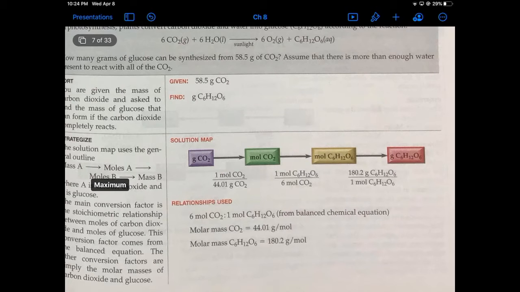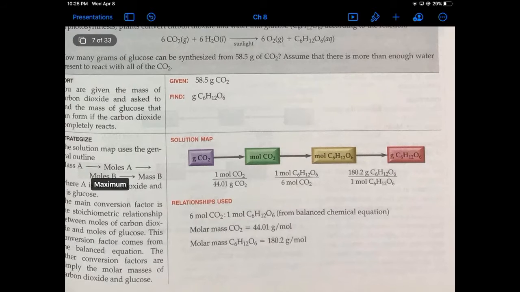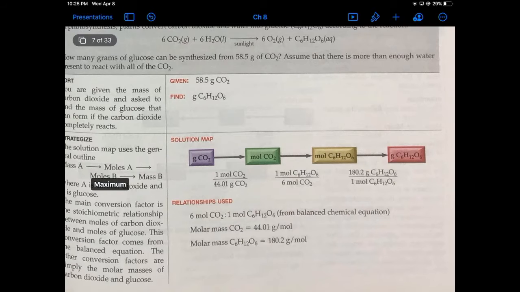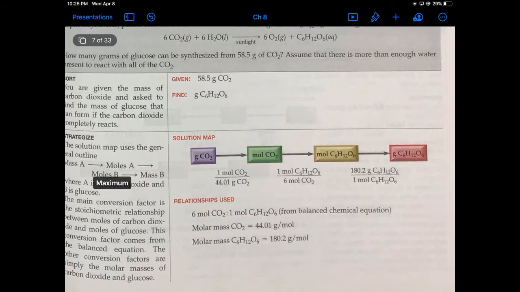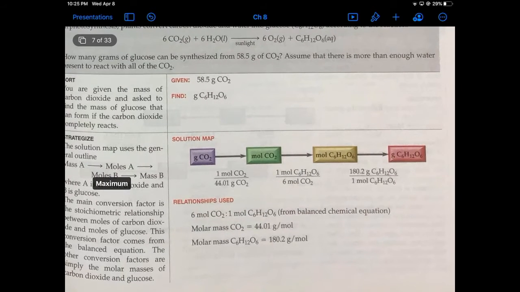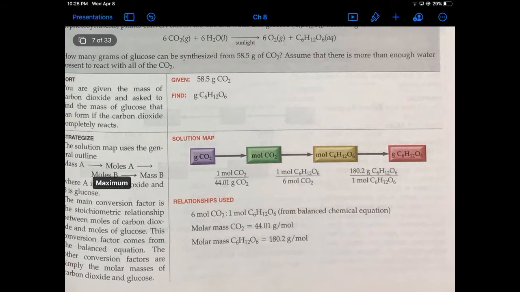If you don't know how to come up with those conversion factors, refresh, watch a tutorial, or Zoom me on Google Classroom. Tell me you want to do a Zoom meeting, and I can show you how to add up the molar masses of elements within a compound to find the molar mass of a compound.